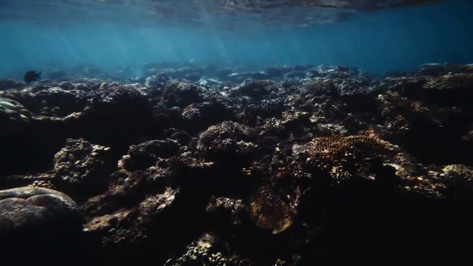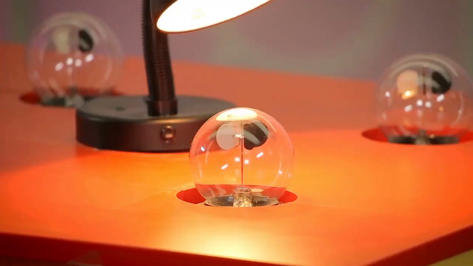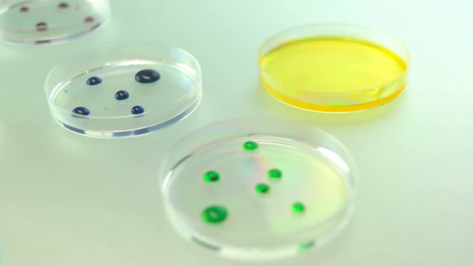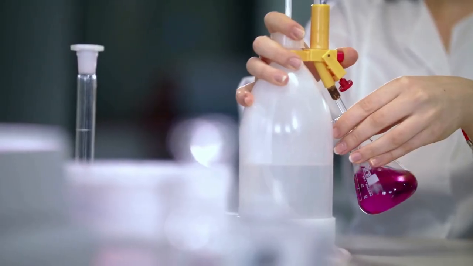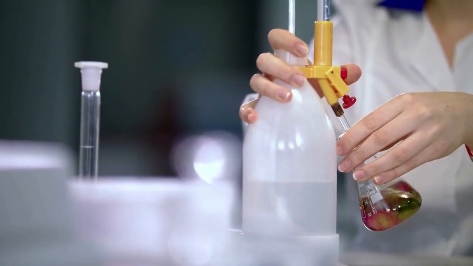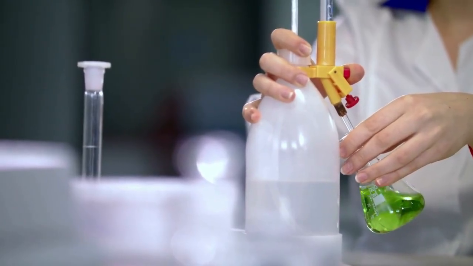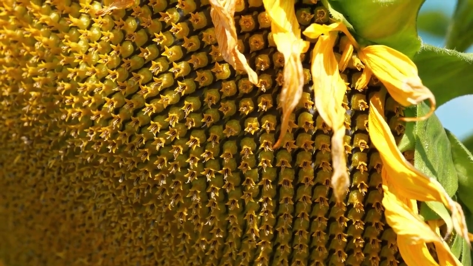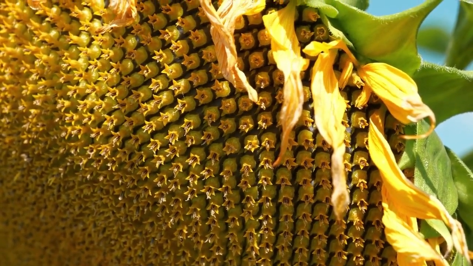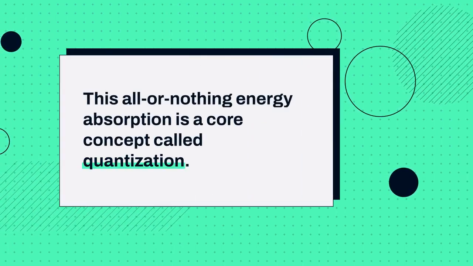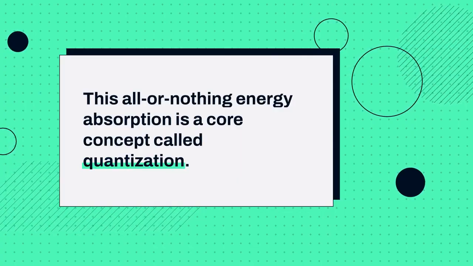Now, here's where the light comes in. When we shine light, which is a form of energy, onto a sample, the electrons can absorb that energy. However, they are very picky. An electron will only absorb a photon of light if that photon has the exact amount of energy needed to jump from its ground state to a higher, empty energy level, known as an excited state. It's like needing the perfect amount of energy to leap from the first rung of the ladder to the third, not a little more or a little less. This all-or-nothing energy absorption is a core concept called quantization.